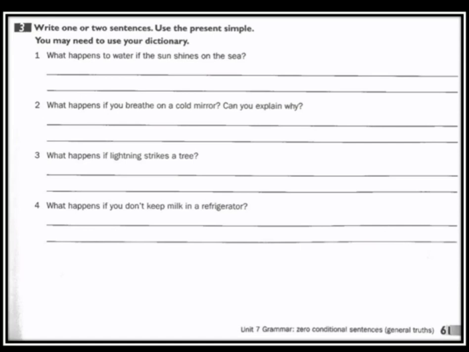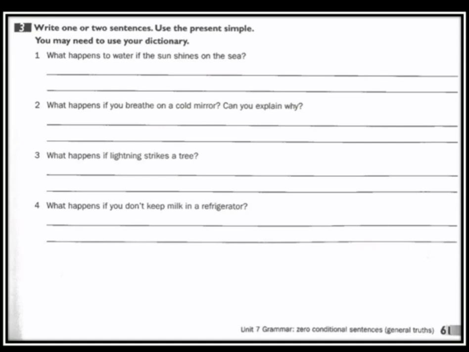Let's start with the first question. What happens to water if the sun shines on the sea? If the sun shines on the sea, water becomes warm.